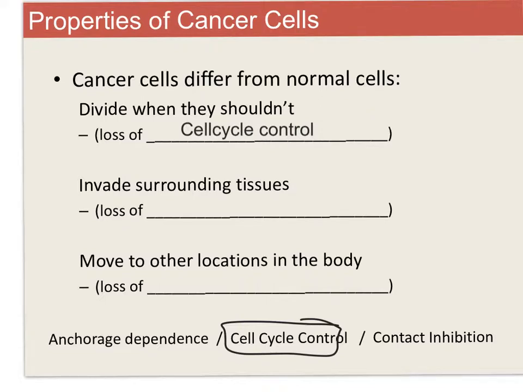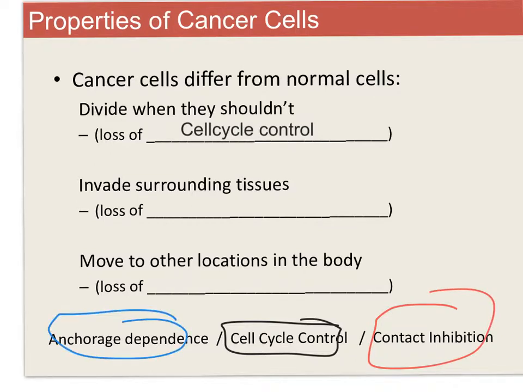What do you think? Contact inhibition or anchorage dependence? Yeah. And then obviously metastatic cancer, loss of anchorage dependence.